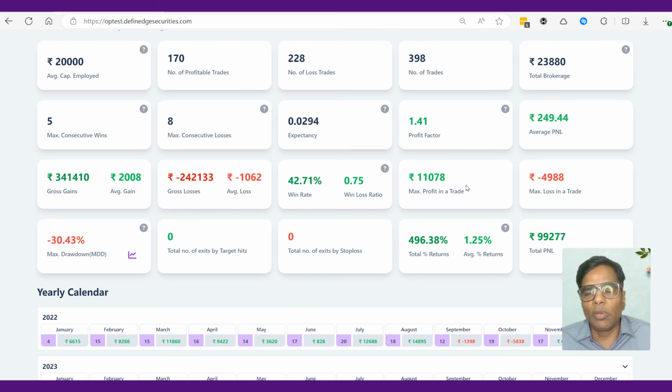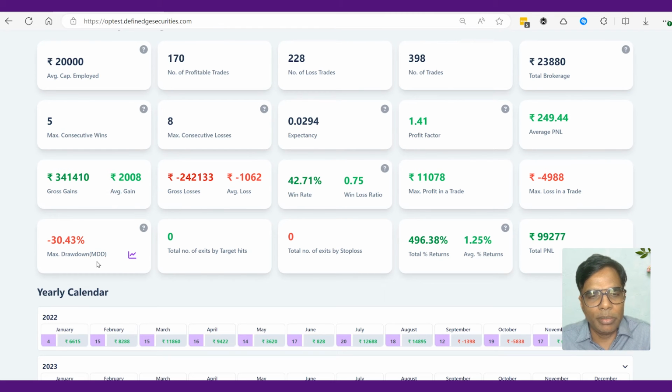Now what is the maximum profit in a trade? It is 11,000. In one particular trade we got almost 11,000, which might be a very strong momentum trade. And the maximum loss in a trade that we got is around 5,000. So it's okay, decent. The maximum drawdown, right? From the peak profit that you have to the trough, the maximum profit that you had to the maximum loss that you had, how much drawdown is there?